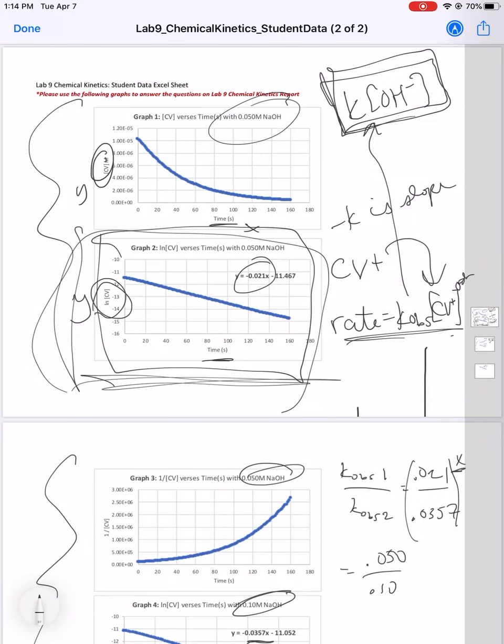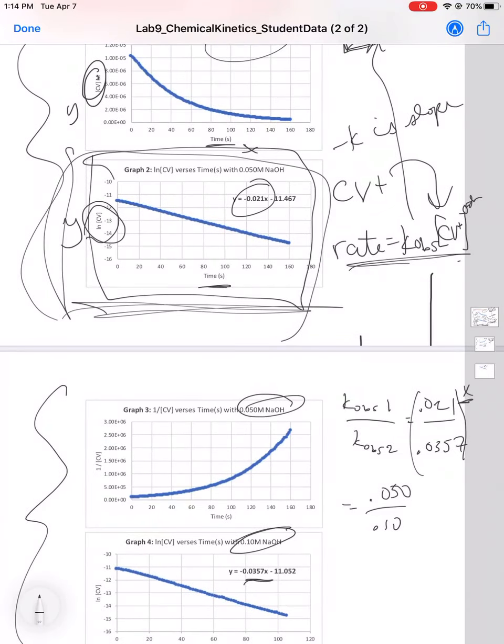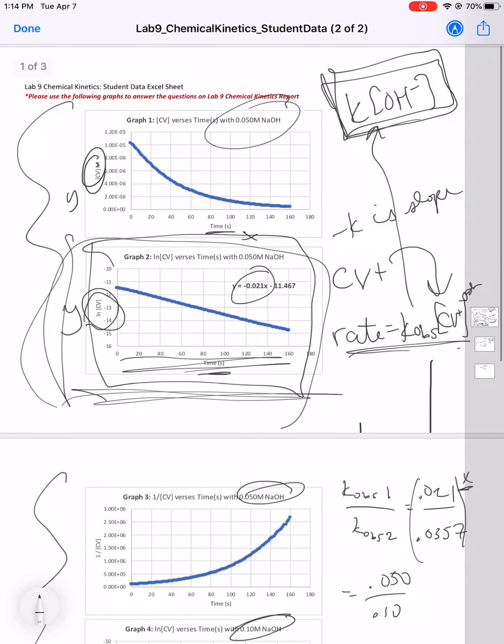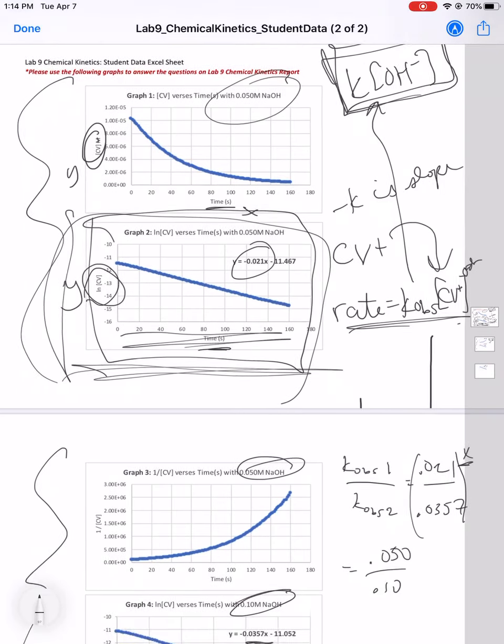We're calling that the same thing because in this reaction, we're just grouping that as one thing, and we're assuming that we can just keep that constant as k observed.